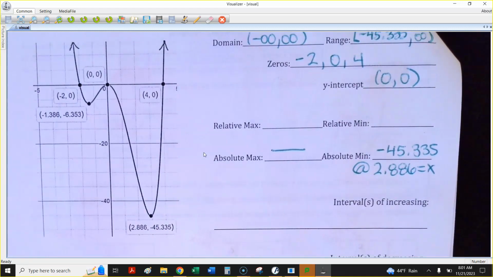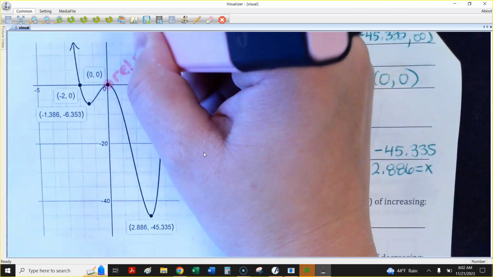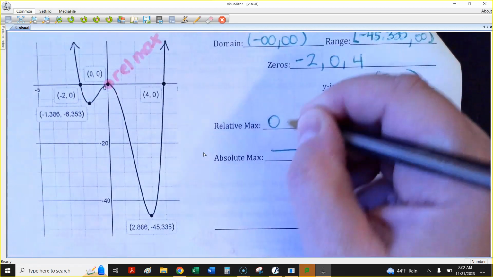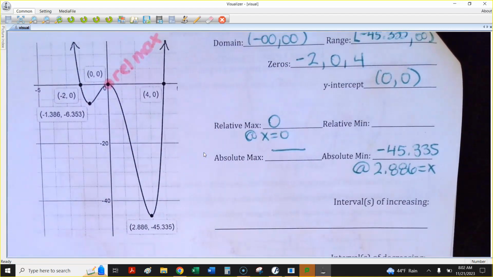Okay, now, does anybody know what the relative maximum is? There is one on this graph. What is the relative maximum? So it has to occur at a turning point. So it has to occur like a curve, almost like a vertex. What do you think, Gabe? Yes. Okay. So I know this is weird, but this would be your relative maximum right here. Just a little bump up. So I'm going to have to write 0, but I have to write at x equals 0. We just want the y coordinate of the point.